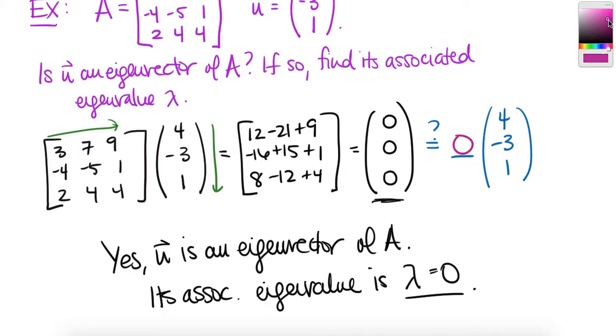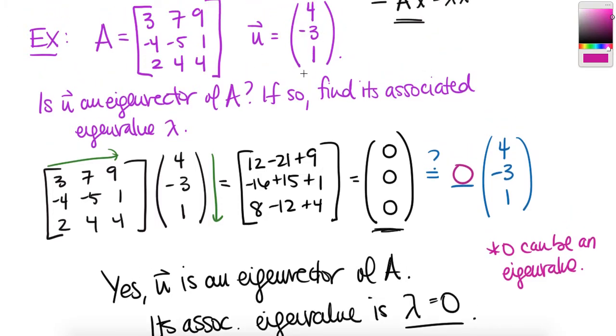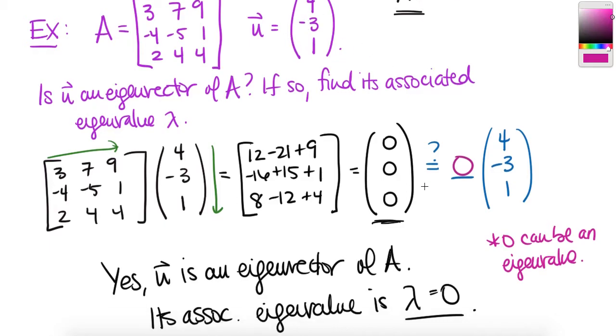Okay, so one thing to note here is that 0 can be an eigenvalue. What we talked about earlier when we said that something was non-zero is the original vector has to not be 0 to be an eigenvector, but its eigenvalue can be 0.